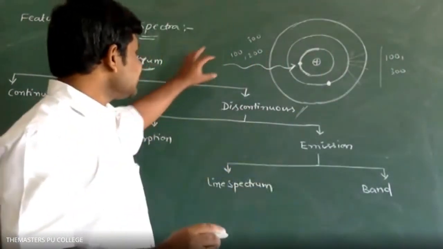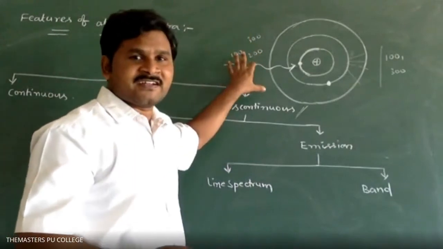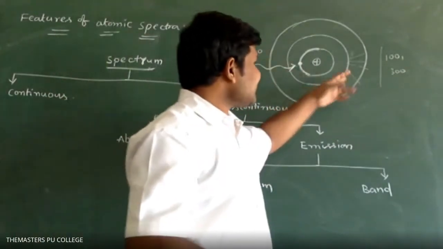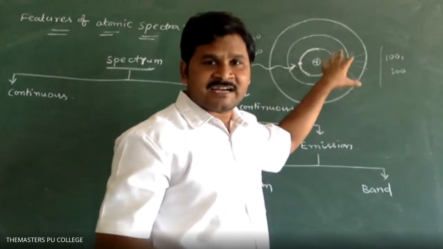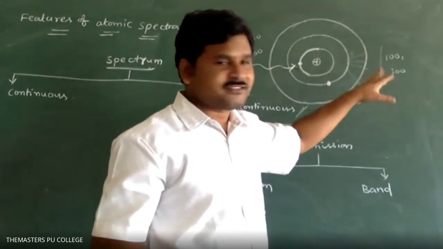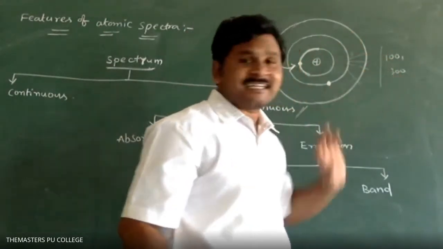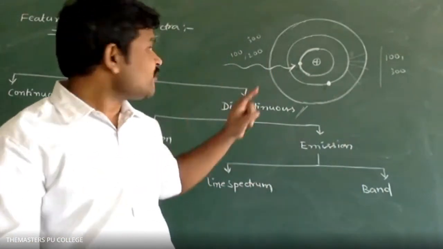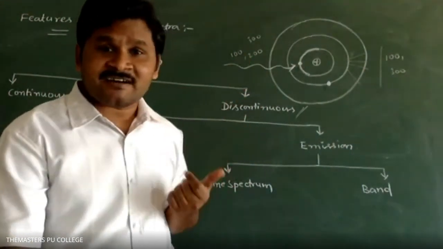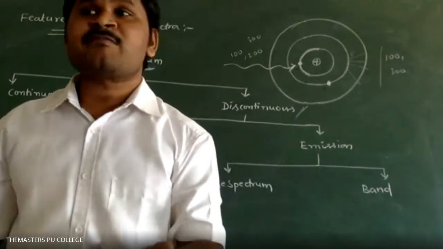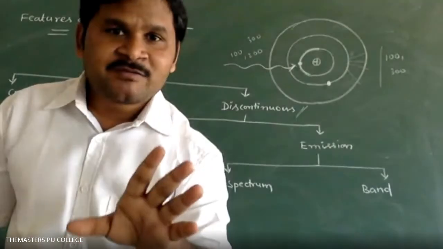This light has these three frequencies, these three wavelengths. If you analyze that light after absorption by hydrogen, we get only 100 and 300. What about 200? Where does this 200 go? Very good. That is absorbed by hydrogen. Clear? That is absorbed by hydrogen.